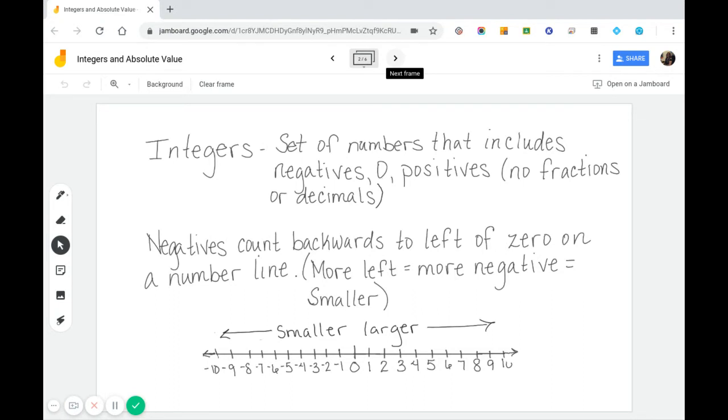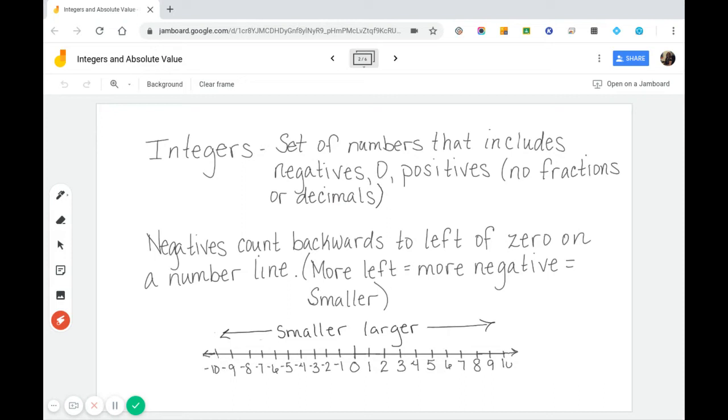I think of zero like the starting space on a board game. It's your neutral spot. In this particular board game, when you move to the left, those are your negatives, and when you move to the right, those are your positives. Now, I have written there no fractions and decimals. It doesn't mean that you'll never have negative fractions or decimals, just when we're talking about what the set of integers include, there are no fractions and decimals.